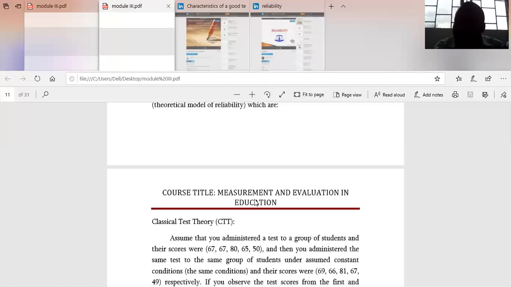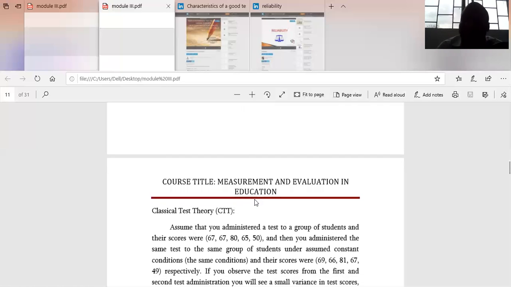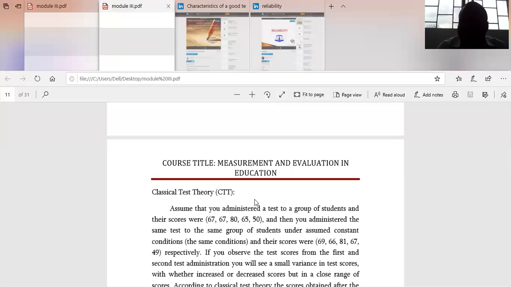And then you administer the same test to the same group of students under assumed constant conditions. We mean the same condition. If it was in the morning, you repeat the exam with them in the morning. If they did that test within 1 hour, they are supposed to do the same exam within 1 hour. So, under the same condition, you find that the results have changed. Now you have 69, 66, 81, 67, and 48.